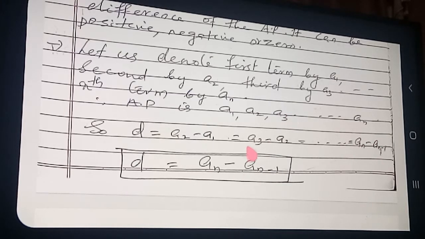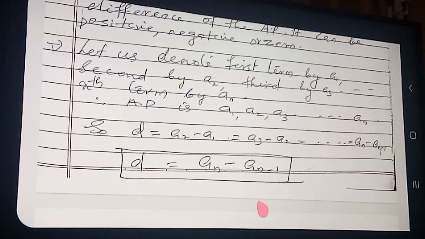So here you see, here 3 came, then here 2 came. Here 2, then here 1 came. Same way, here An, what will its previous term be? An minus 1. Actually this is a very important formula for common difference. What's the formula for common difference? D is equal to An minus An minus 1.